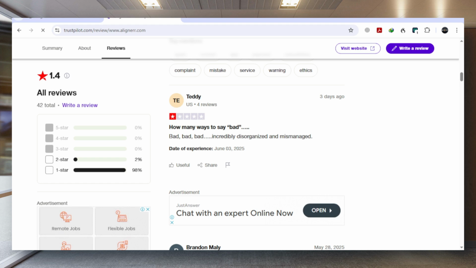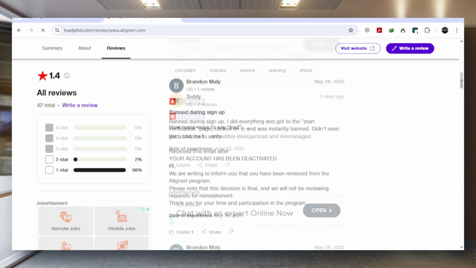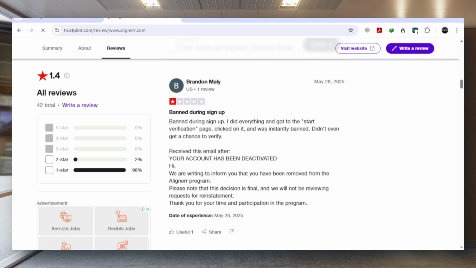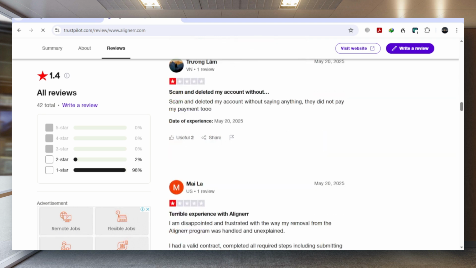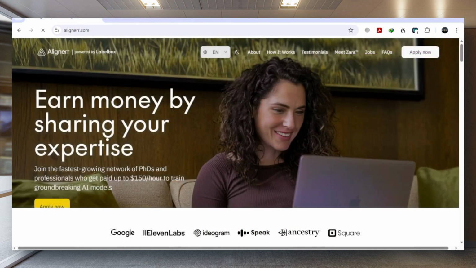Now, as this user, Teddy from the US, says, how many ways to say bad, incredibly disorganized and mismanaged. So I think it paints a very bad picture. Banned during sign up, which these liars don't tell you. So as you can see, the reviews are not good. They don't even have a 5-star here. So I'll say maybe it is not a good platform.